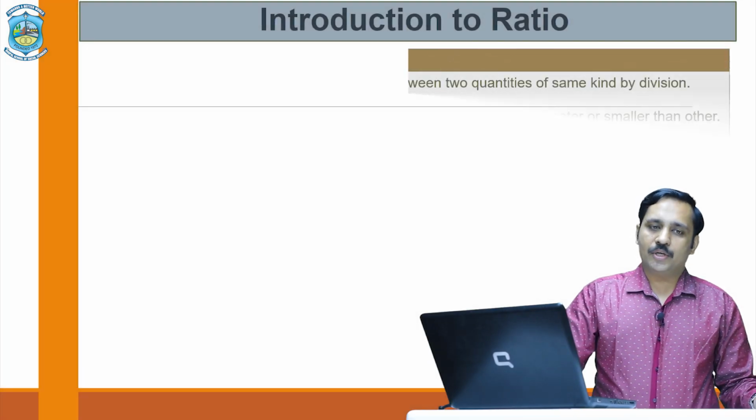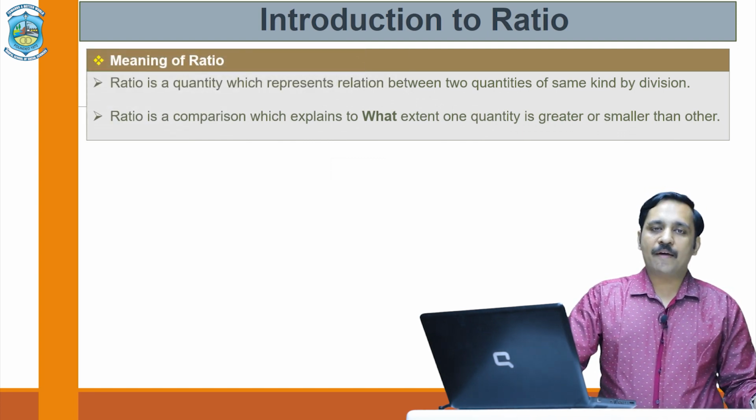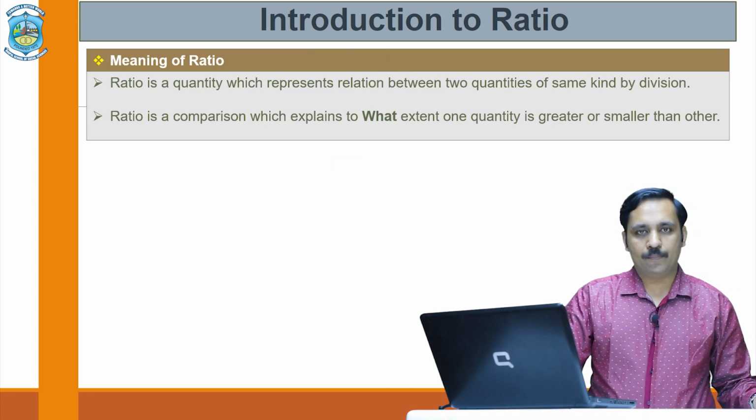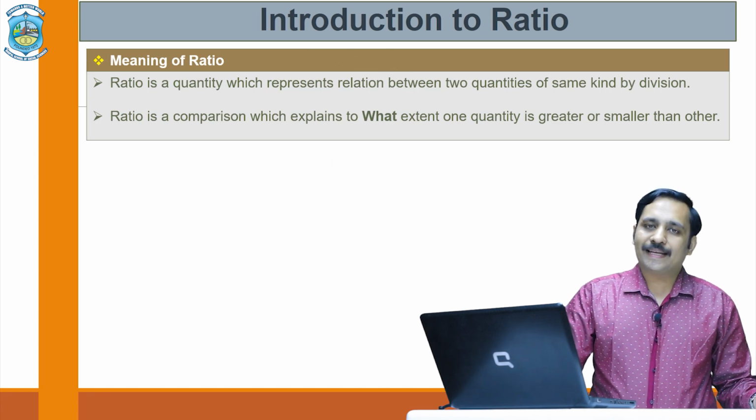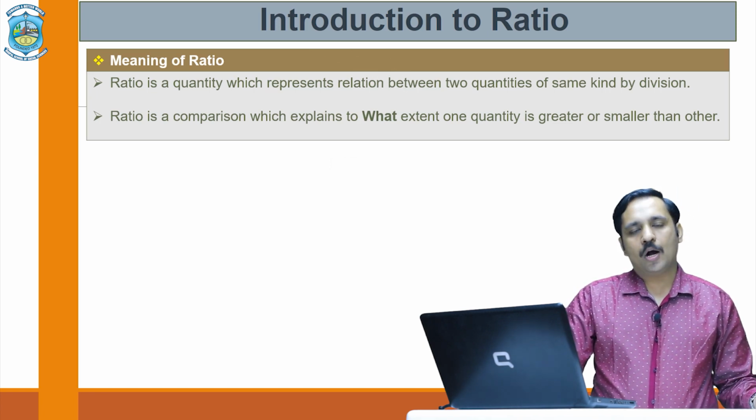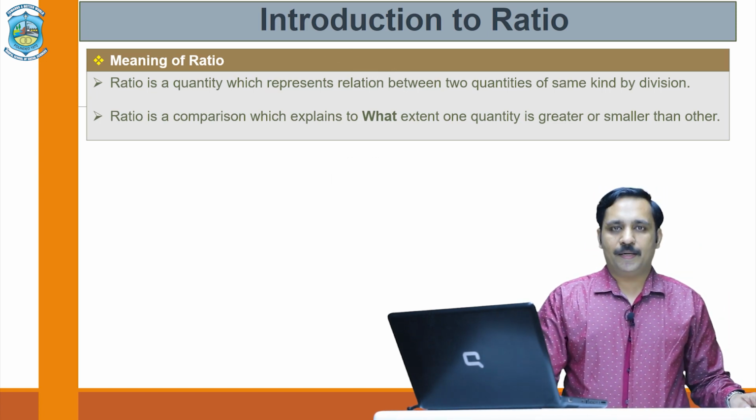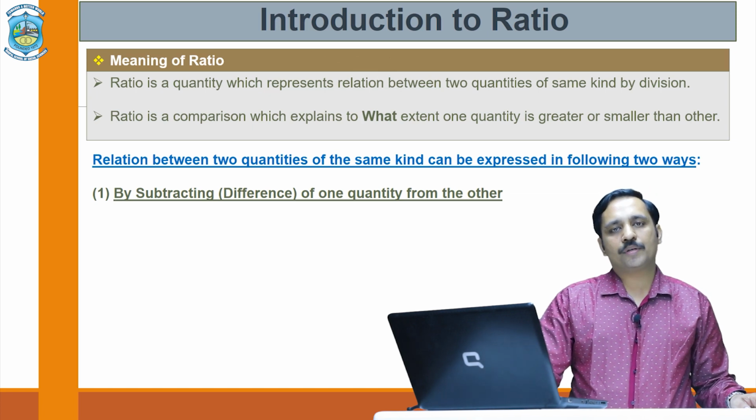Ratio is basically a comparison. We can say that ratio is a quantity which represents a relation between two quantities of the same kind by division. For having ratio, it is a requirement that both the quantities should be of same type or same kind. It is a comparison which explains to what extent one quantity is greater or smaller than the other one. The ratio between two quantities can be expressed in two forms. First, by subtracting or taking a division of one quantity from the other.